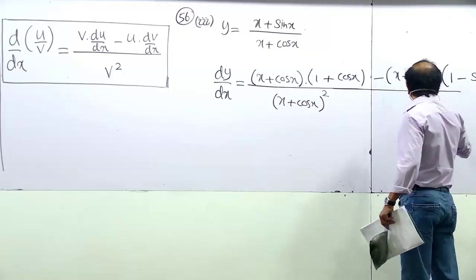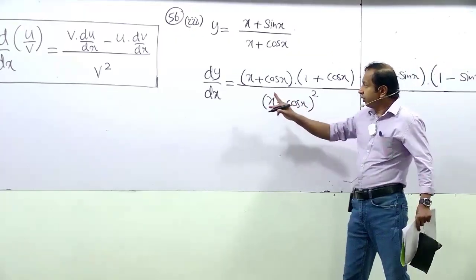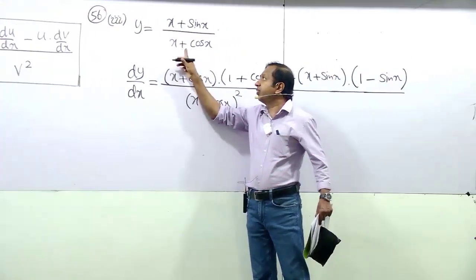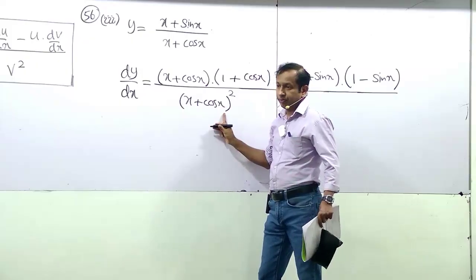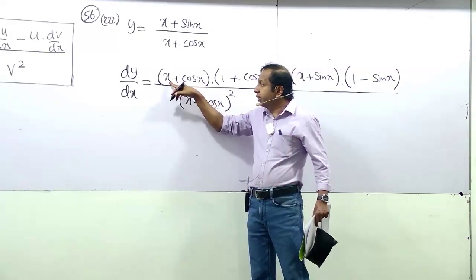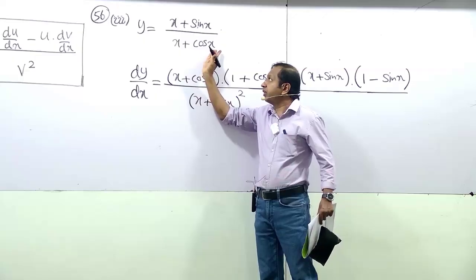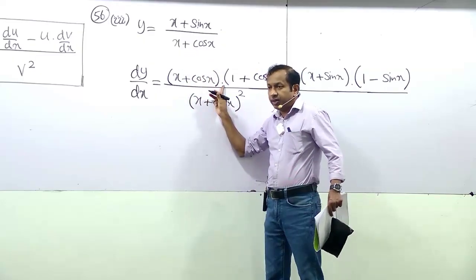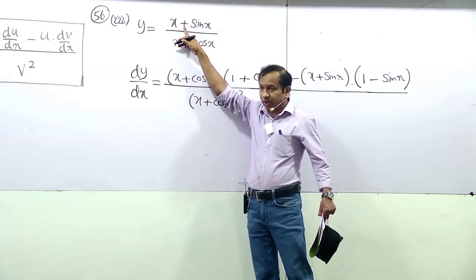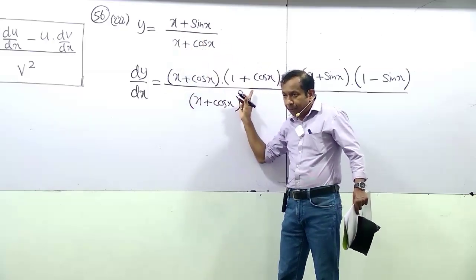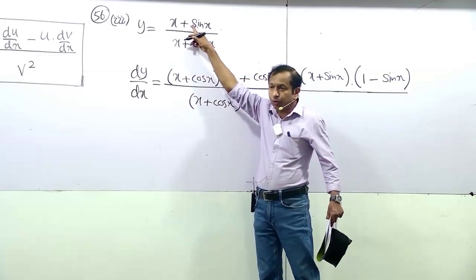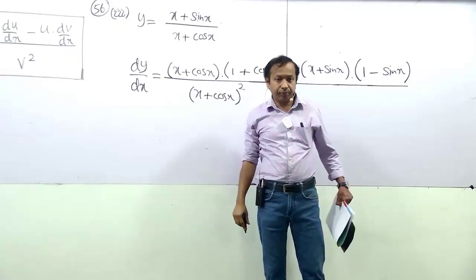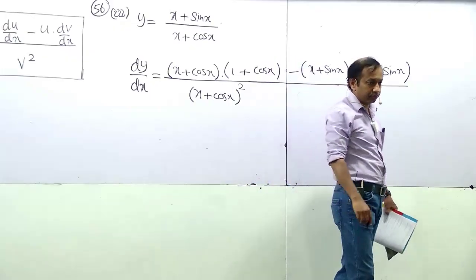Therefore, remember the order. The denominator of dy over dx is the perfect square of the given denominator. Then how do we start the numerator of dy by dx? Write the same given denominator at the beginning, and multiply it by the derivative of the numerator. Putting a minus sign, keep the same numerator and multiply by the derivative of the denominator.